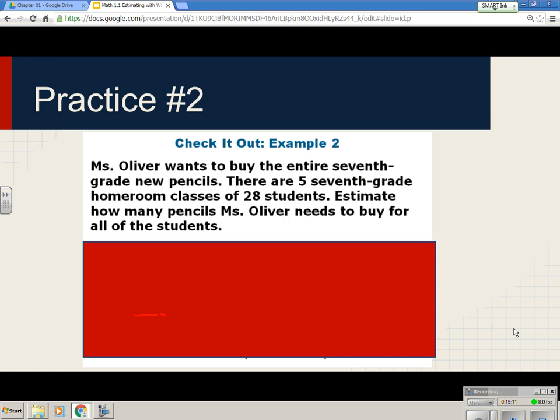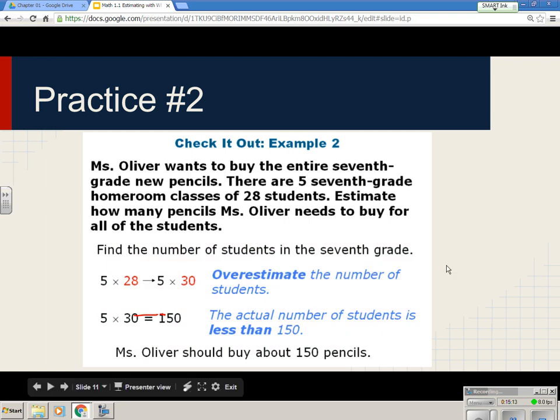All right, let's see if you did what I did. So here I've decided it's easier to overestimate. I'm going to change the number 28 to 30 because I can do the math pretty easily here. When I move 28 to 30, I'm looking at 5 times 3, which is 15. Then I just have to put that 0 placeholder there. So if Miss Oliver bought 150 pencils, she'd have enough. She'd have more than enough, and that's fine. It's an estimation.